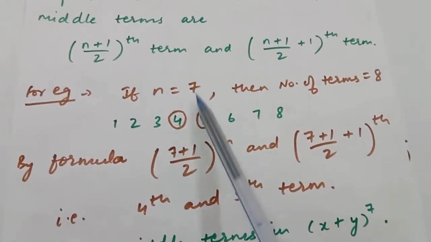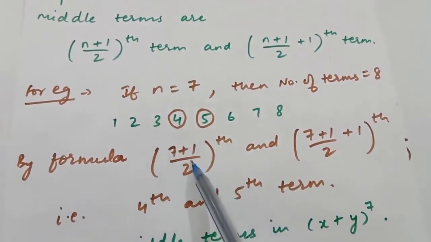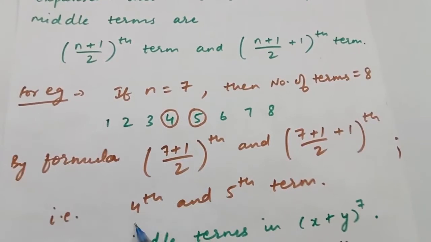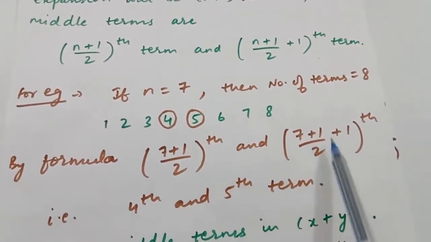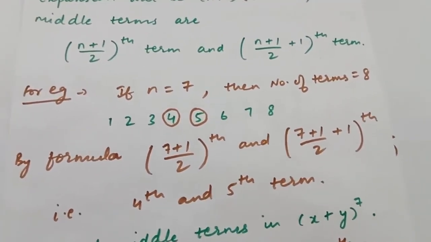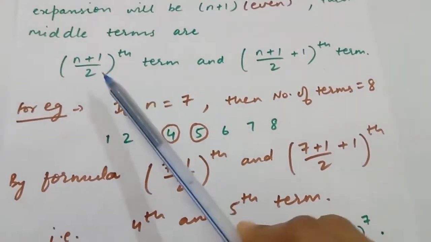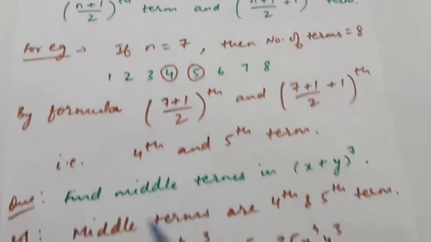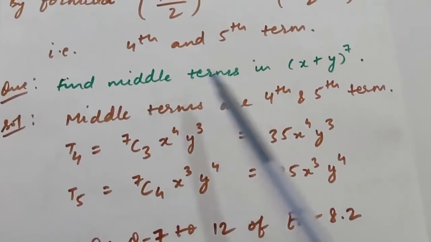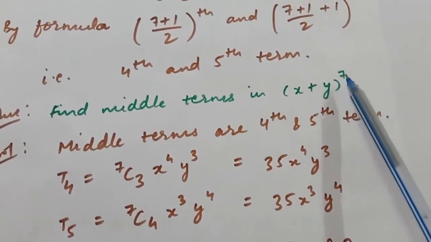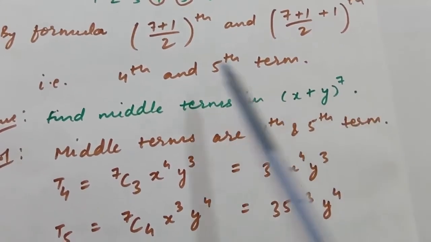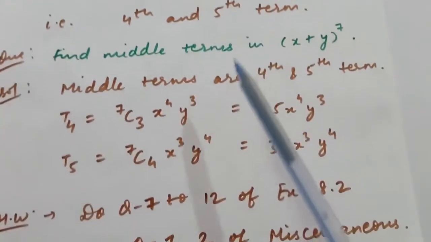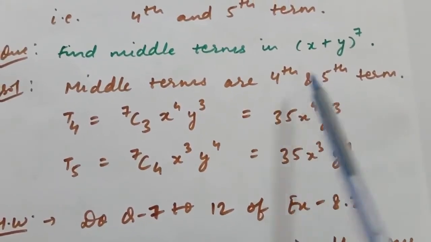Now putting n equal to 7 in the formula, we get the same 2 middle terms, 7 plus 1 by 2th, that is the 4th term, and this is the 5th term. So if n is odd, then use these formulas to calculate the middle terms. For example, find the middle term in (x plus y) whole raised to the power 7. When n is 7, the middle terms are 4th and 5th, we just calculated. So find the 4th and 5th terms.